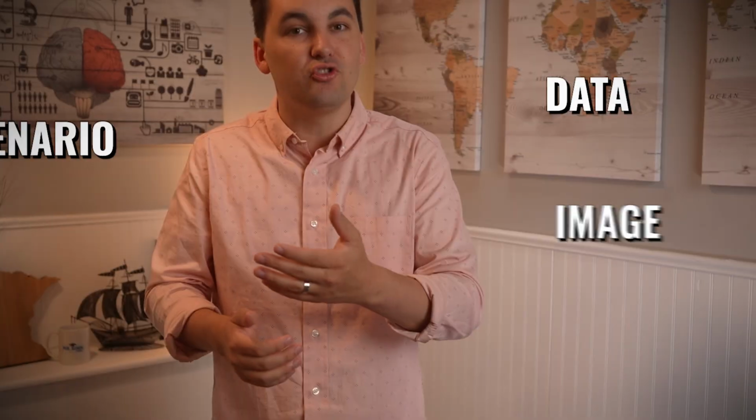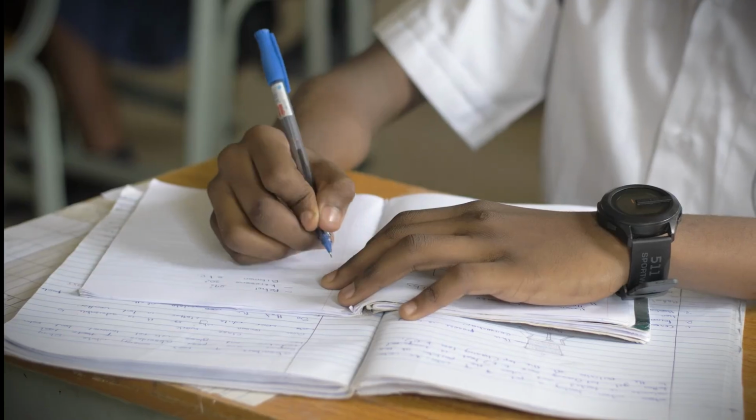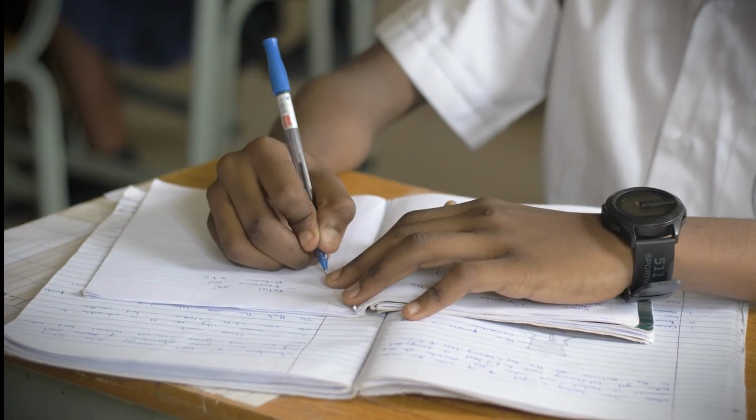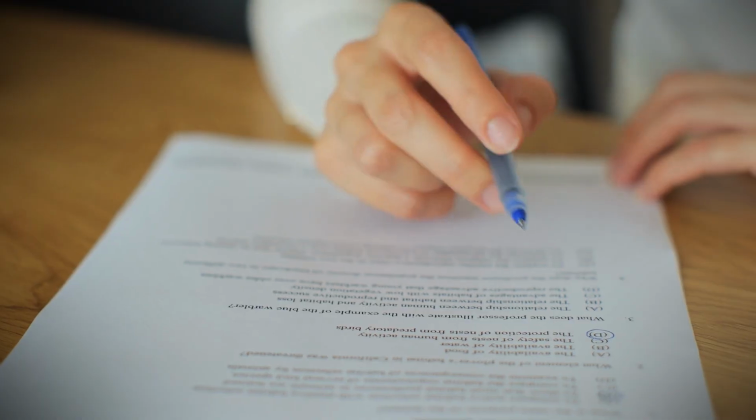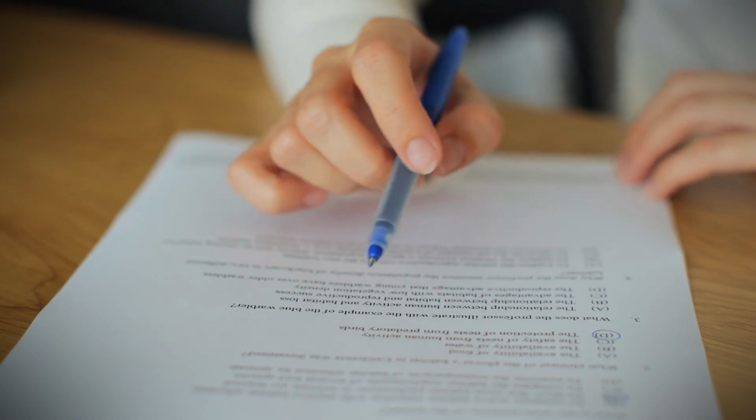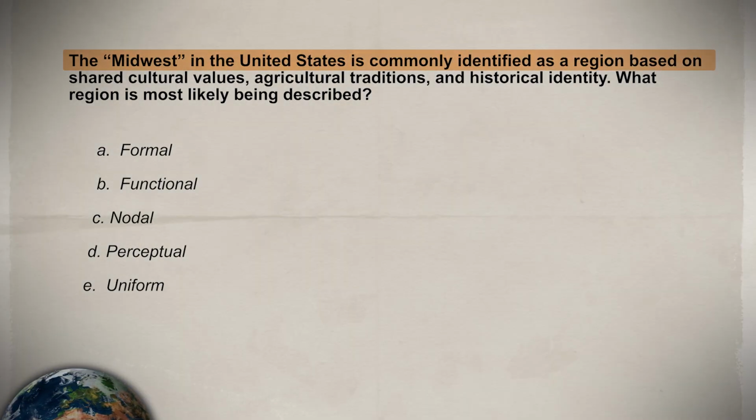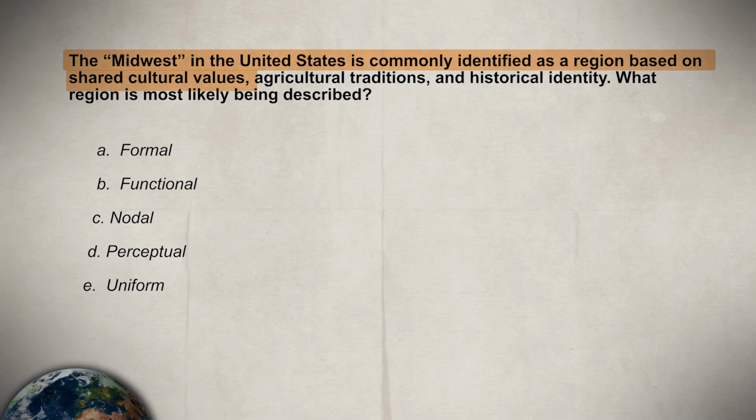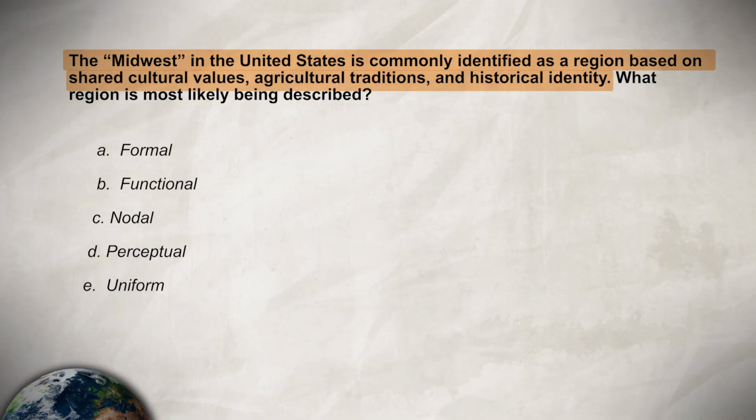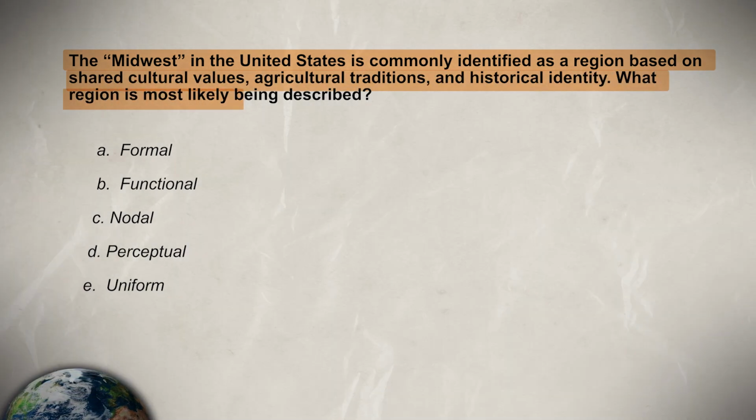Remember when answering questions about the regions to always look at the data, scenario, image, or map that is being provided. Depending on the scale and the context of the question, the type of the region could vary. Oftentimes you'll have prior knowledge that can help you with these questions, which is great, but make sure you're also focusing on exactly what the question is asking. For instance, the Midwest in the United States is commonly identified as a region based on shared cultural values, agricultural traditions, and historical identity. Which region is most likely being described?